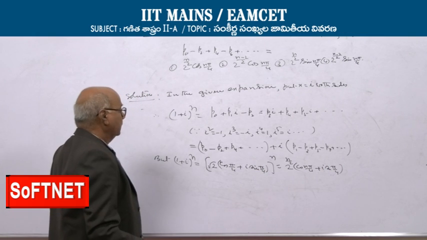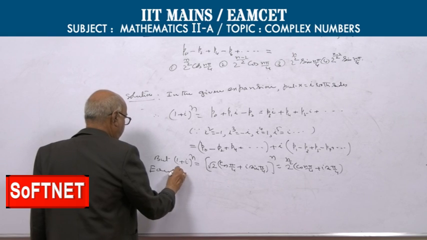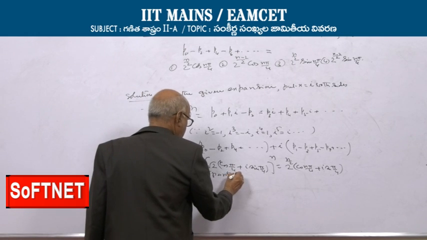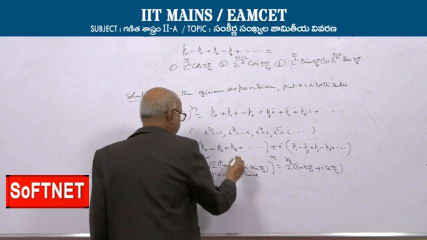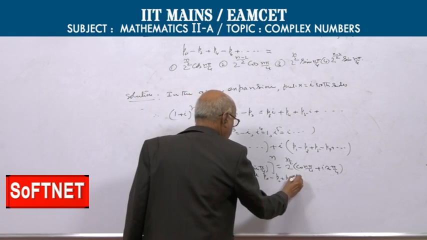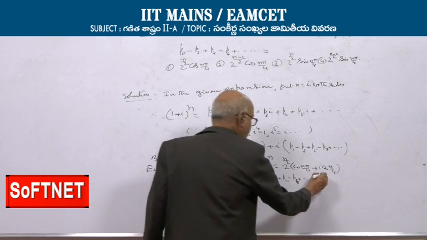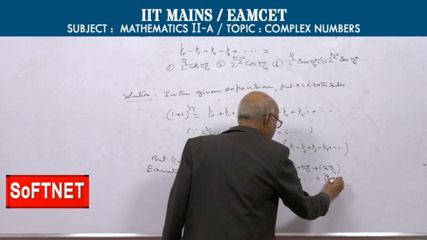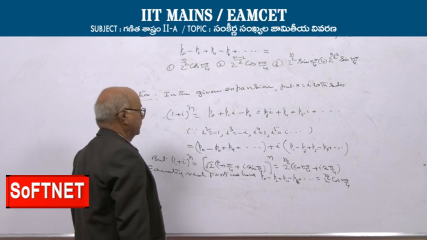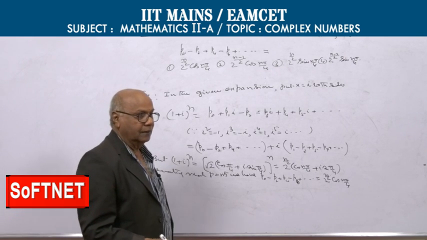So equating real parts, we have P0 minus P2 plus P4 minus P6, etc. is equal to 2 power n by 2 into cos n pi by 4. And P1 minus P3 plus P5 minus P7 is 2 power n by 2 into sin n pi by 4.